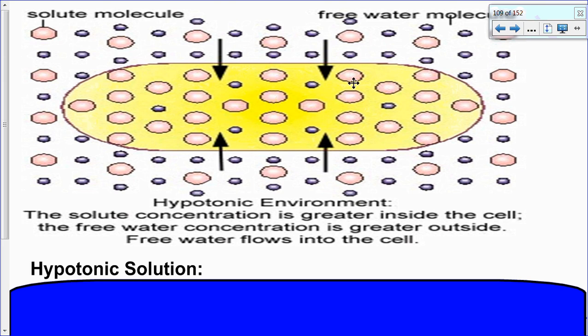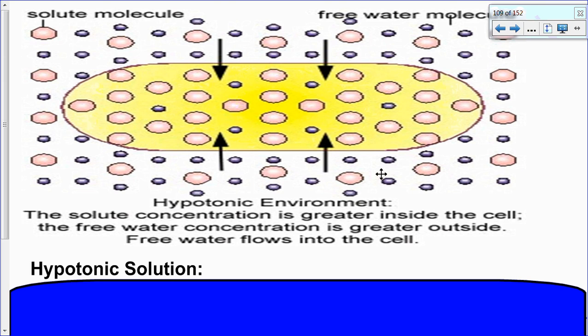I'll show you with my cursor here, as compared to outside the cell. It's the complete opposite of what we saw before. Now, there's a lot of water outside the cell and very little water inside the cell. Now, this type of situation is referred to as a hypotonic solution.